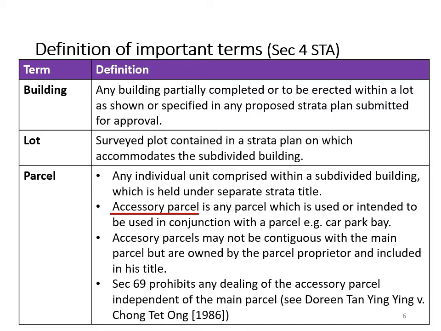Now, the next point says accessory parcels may not be contiguous with the main parcel. Means it tidak bersambung, you know. It's not contiguous. It may not touch the main parcel, but is owned by the parcel proprietor and is included in his title. Again, if later on you look at my strata title, you will see that I have an accessory parcel that is attached to my strata title. So my accessory parcel is my car park. You can see there later on.